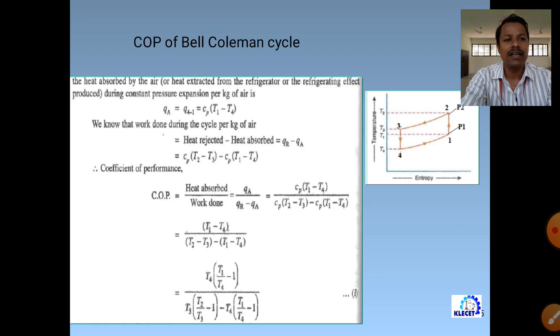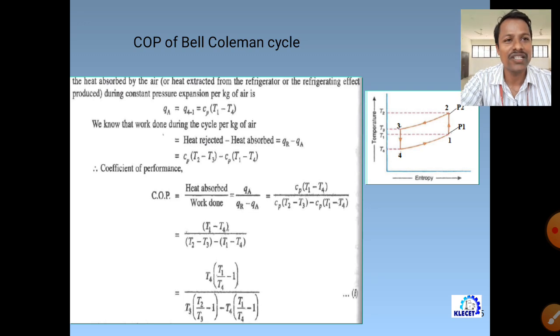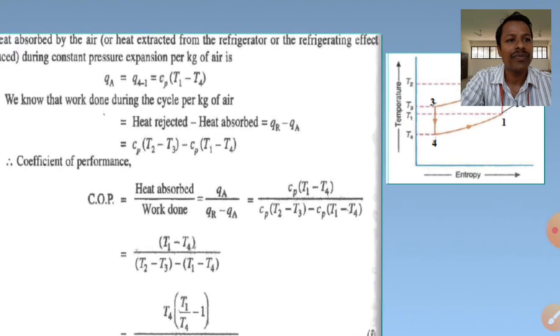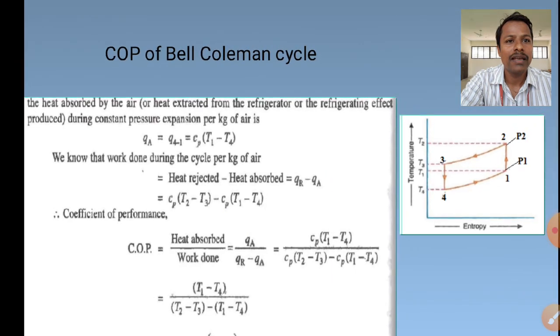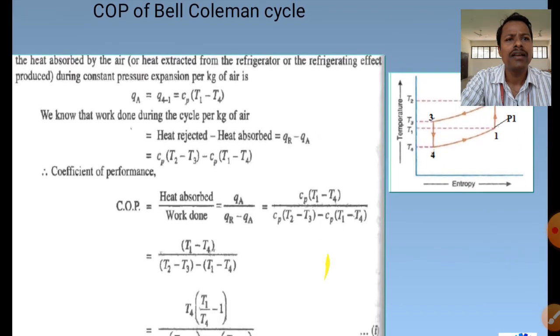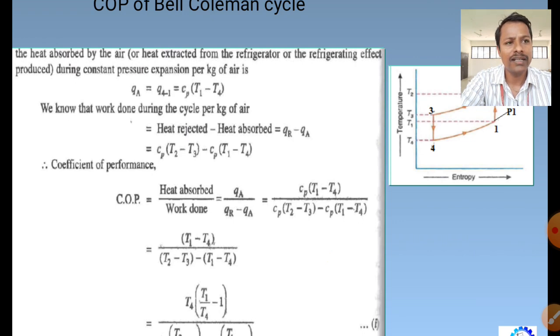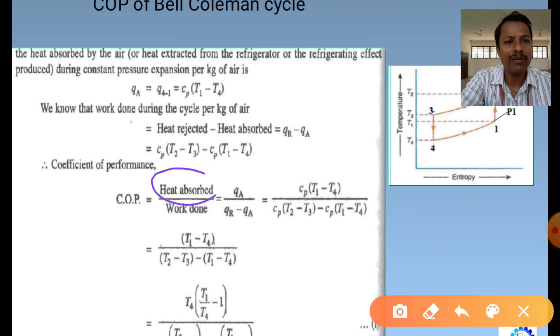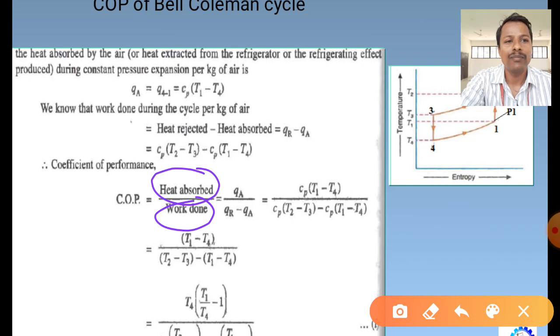So, let us do the thermal analysis for this cycle, that is Bell-Coleman cycle. Here COP is the important parameter in refrigeration cycles. So, we need to calculate the COP of Bell-Coleman cycle, a very important discussion we are doing. For analyzing the cycle, we take COP as heat absorbed, that is refrigeration effect, divided by work input to the Bell-Coleman cycle.